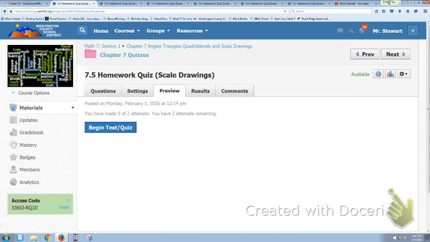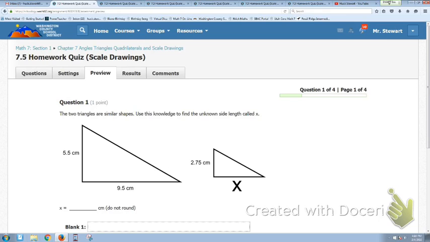Hello, this is Mr. Stewart bringing you the 7.5 quiz all about scale drawings. Scale drawings are just a continuation of ratios and proportions, which was chapter 6 and chapter 5. But we're going to continue with this, and it is more geometric in nature, but there's a lot of ratios in geometry. So the first thing you need to understand about this is, well, let me read the question.